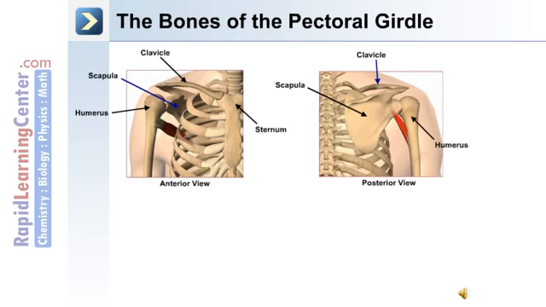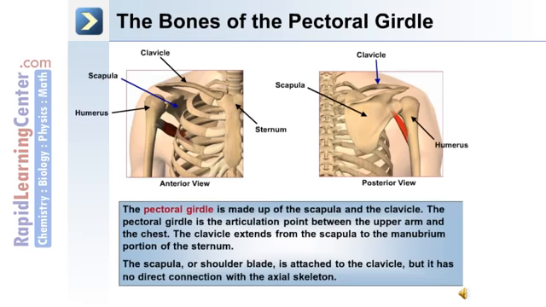Here are the same bones in a posterior view along with the humerus, or upper arm bone. The pectoral girdle is made up of the scapula and clavicle. The pectoral girdle is the articulation point between the upper arm and the chest. The clavicle bone extends from the scapula to the manubrium portion of the sternum. The scapula, or shoulder blade, is attached to the clavicle, but it has no direct connection with the axial skeleton.